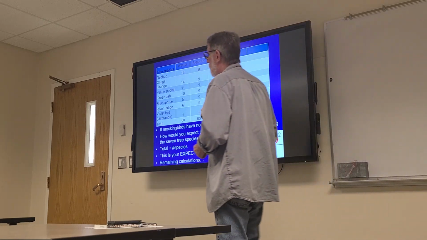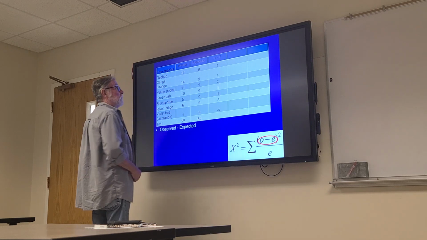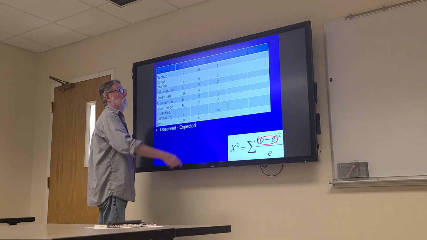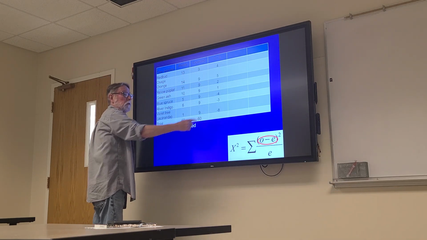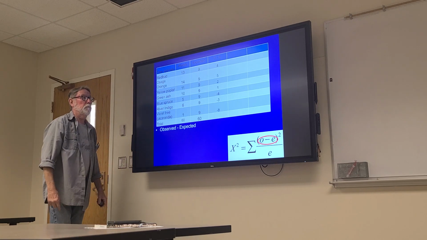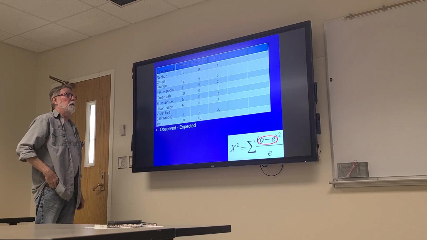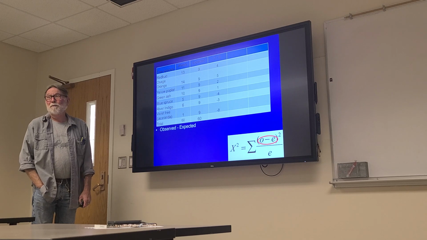The remaining calculations are a piece of cake. First calculation, observed minus expected. There's observed minus expected for each one of those. If I added those up, what would they come down to? They'd come down to 0.